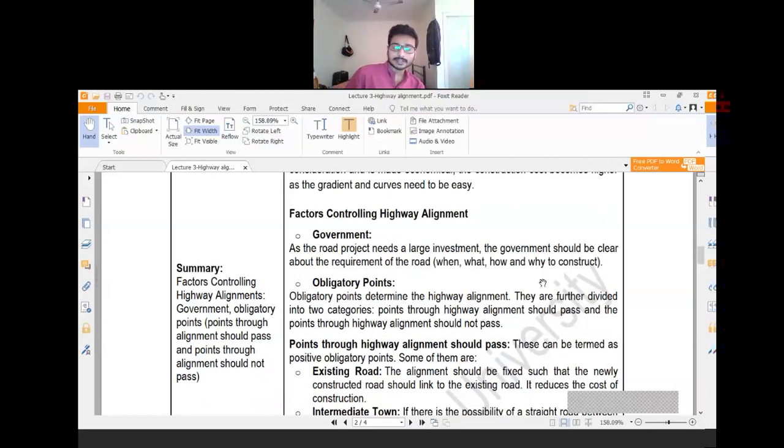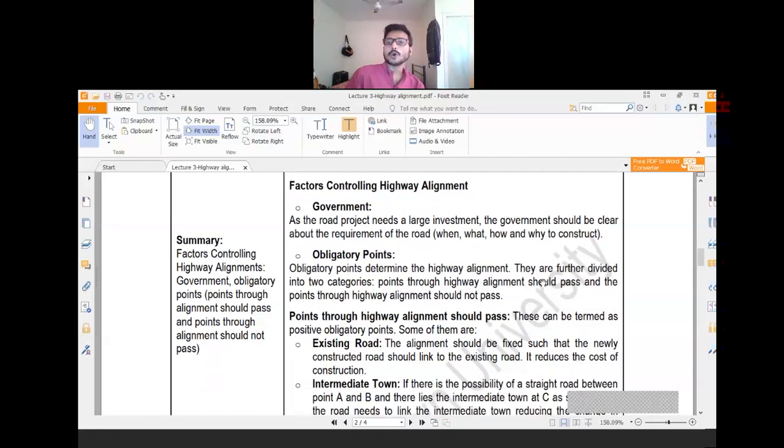The government is the main funding body of road construction in India. So government plays an important role in planning and development of the road. Then obligatory points. Obligatory points means there are different stations and points through which alignment should pass, and some of the points are such that alignment should not pass through them.